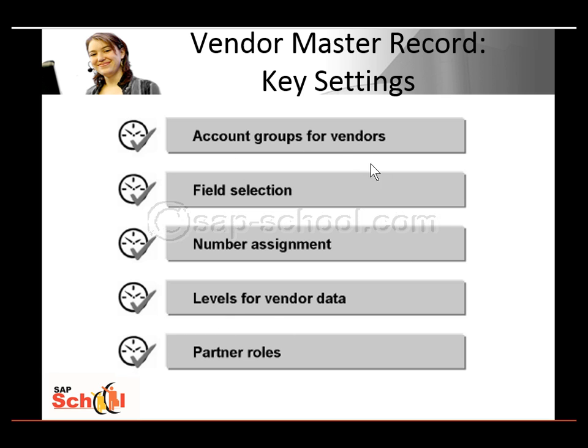These are some of the key settings that you would need to do for the vendor master record. And the most important setting is the account groups for vendors. The account group represents a collection of attributes that control the creation of master records. In the SAP system, there are account groups for the vendor master, for example, but also for the customer master and the GL account master.